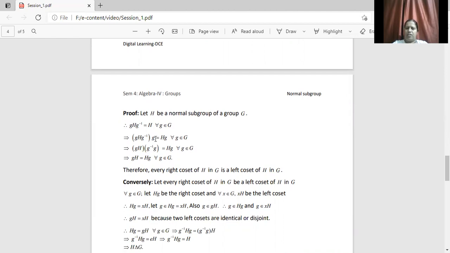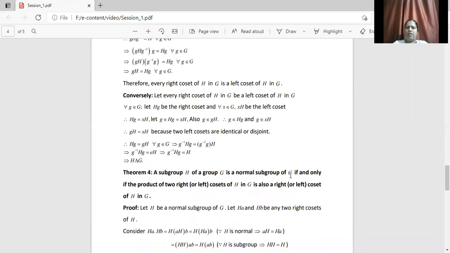When I operate g on both sides from the right side, we get g inverse into g is equal to Hg for every g in G. Or we can rewrite this as gH in one bracket and g inverse g in another bracket, that is equal to Hg, or gH is equal to Hg, because g inverse g becomes the identity element. Hence, gH is equal to Hg for all g belongs to G. Therefore, every right coset of H in G is a left coset of H in G.